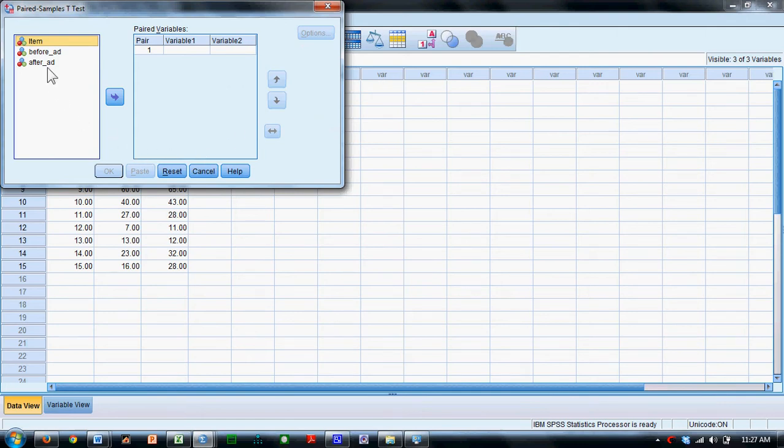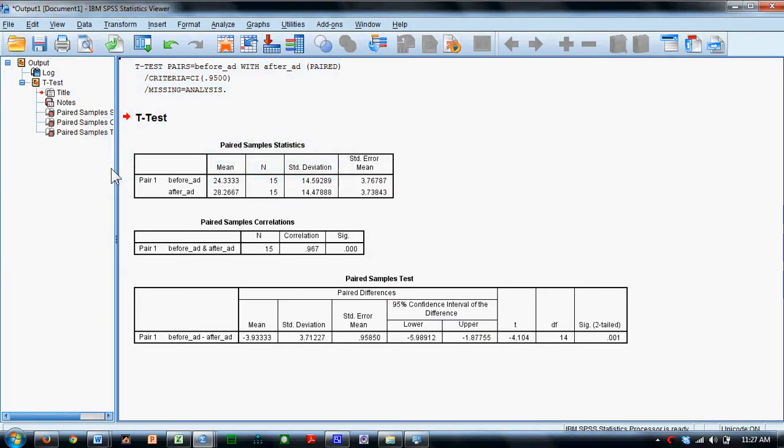We're going to have to hold the Control key down. We click before advertising and after advertising. Then we release the Control key and we move both these in as a pair. Click OK. We get the results of our analysis.